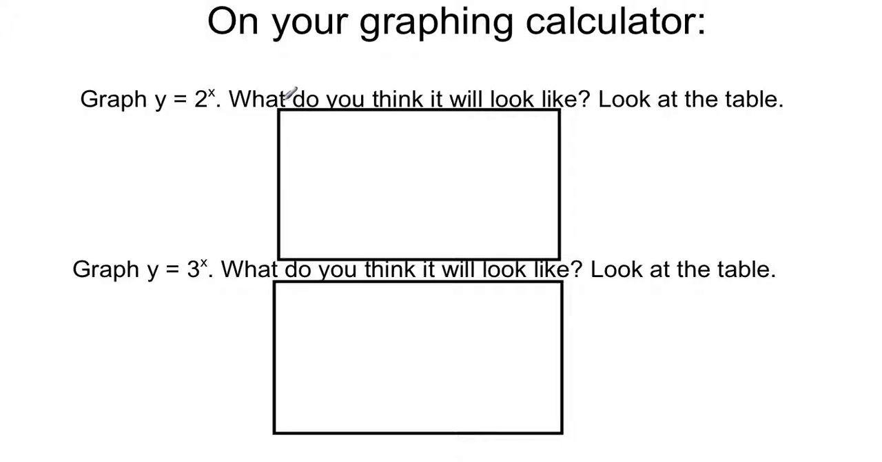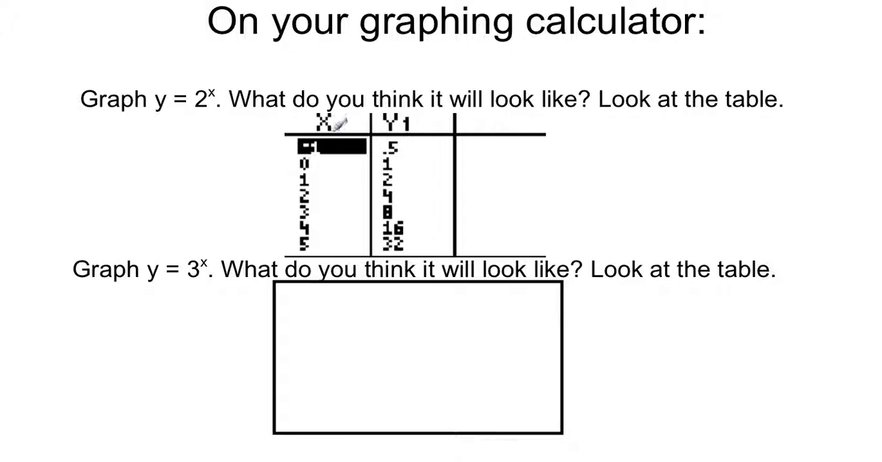All right, so let's take a look at some things here. What you might want to do is try plugging this into your graphing calculator. I'm going to show you the table, but we can think about what the graph looks like. So we're going to graph y is equal to 2 to the x. And before we do that, what do you think it's going to look like? Well, let's take a look at the table. These are some x values, and these are the corresponding y values.